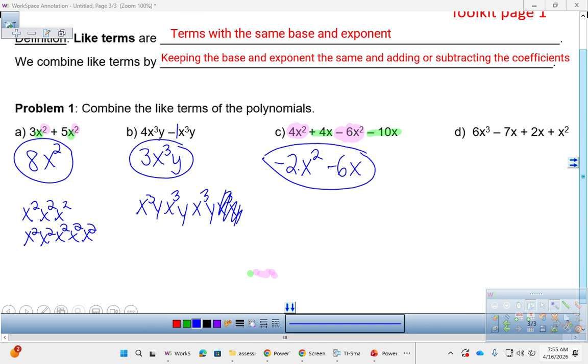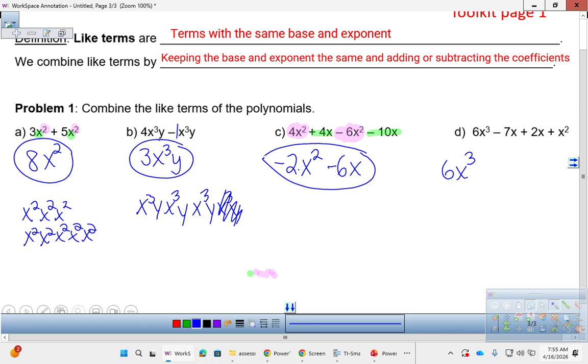For the last one, I've got a 6x to the third. In order to have a like term with 6x to the third, I would need another x to the third, right? The variable and the exponent has to be the same. I don't have that, so I'm just going to leave the 6x to the third alone. And I'm just kind of going to go in descending order. So I worked with the exponent of 3.